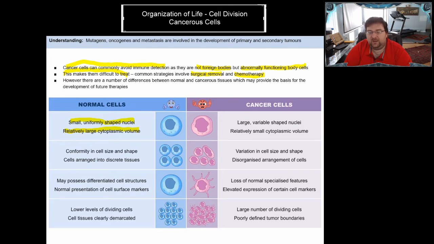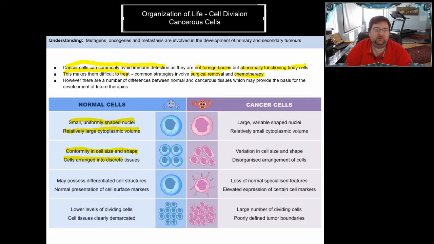Looking at the cancerous cell, it's going to be larger, and it's not going to be uniformly shaped. It's going to be variably shaped. And the cytoplasm is going to be much smaller because the nucleus is larger. Let's look at the actual cells here. So in normal cells, there's some conformity between them. They have similar shapes and similar sizes. In cancerous cells, like I said, they're going to be different sizes and different shapes.